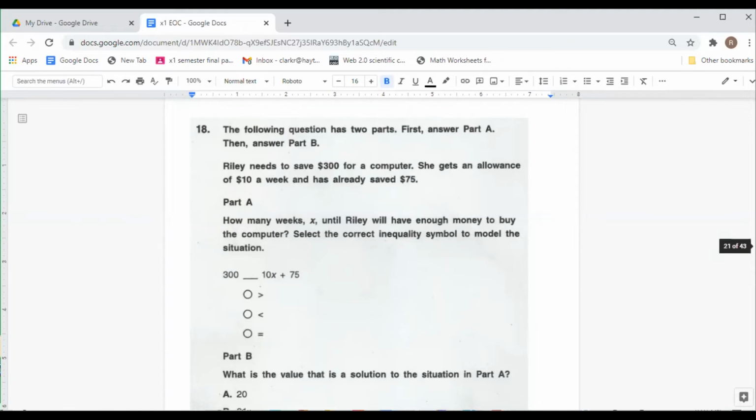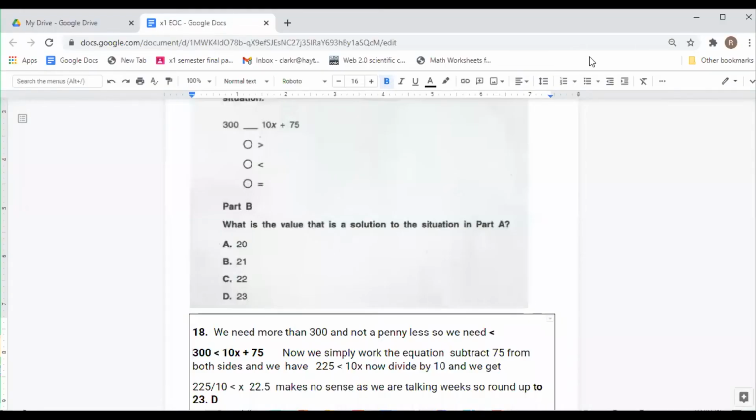Hey, do we want more money than 300 or do we want less than 300? That's right. If you got $299, the computer's not for sale. If you got $297, the computer's not for sale. They want you to get your wallet out and get that extra $3. So we can use equal, or we can use greater than. We want equal, so we want equal or greater than.